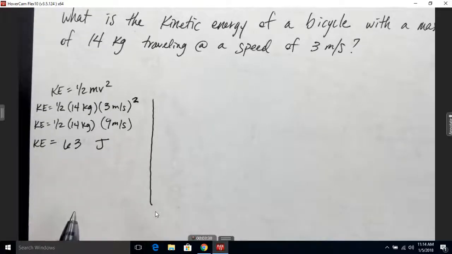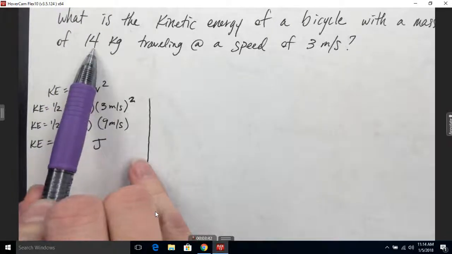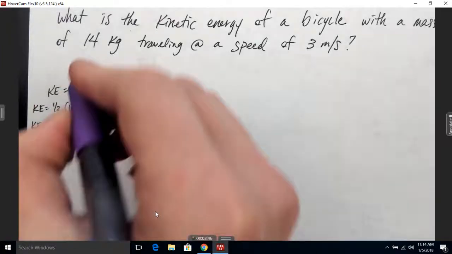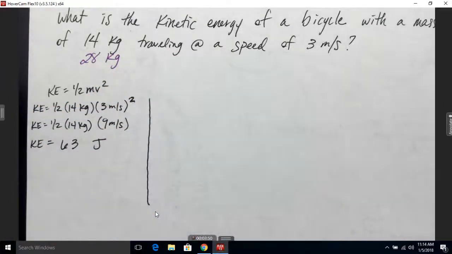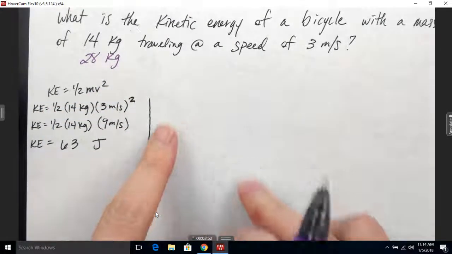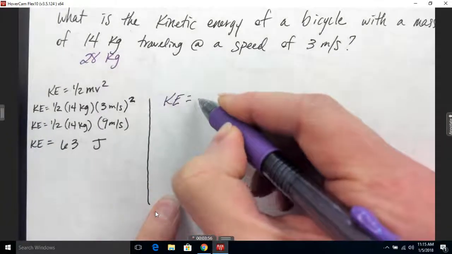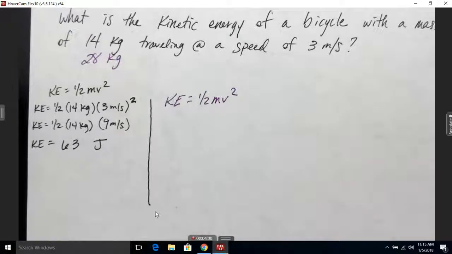Okay. Everybody ready? Okay. Let's say this mass right here gets doubled. What would the new mass be? Okay, 28 kilograms. So notice I'm using a different color, okay? Over here, I want to rework it with the new mass. Tell me what you get.